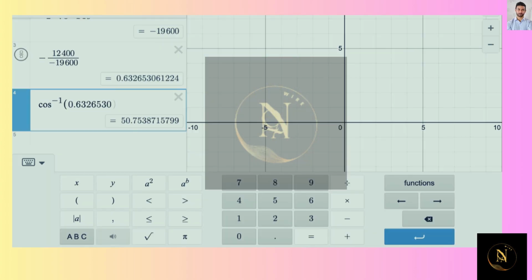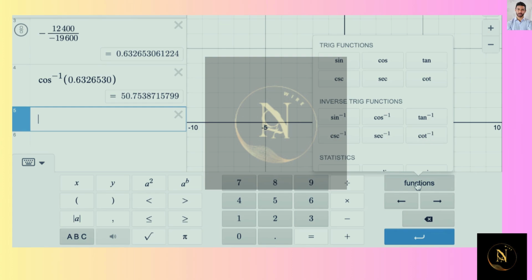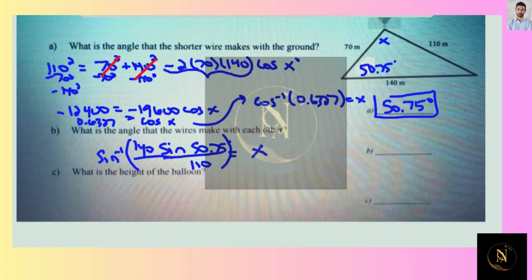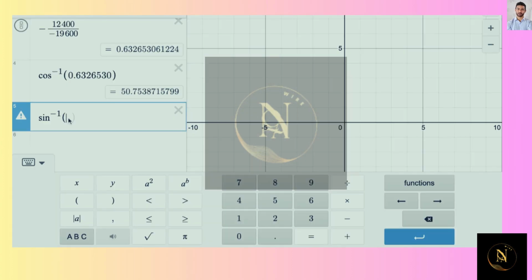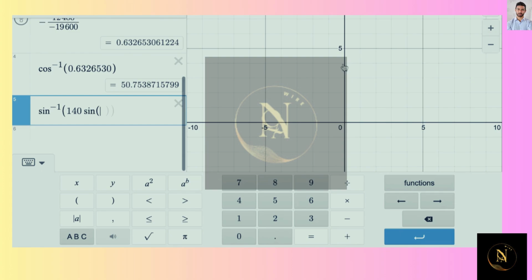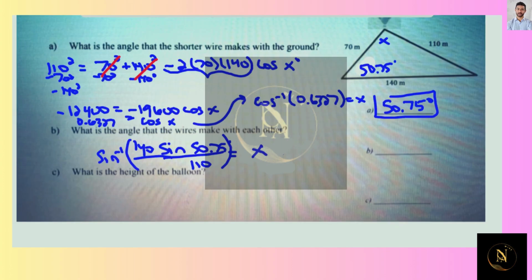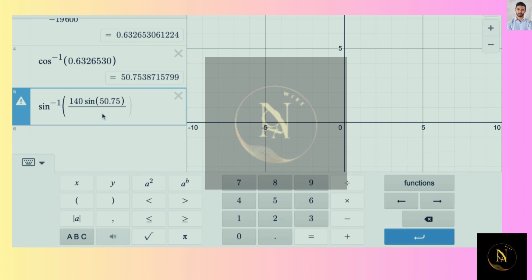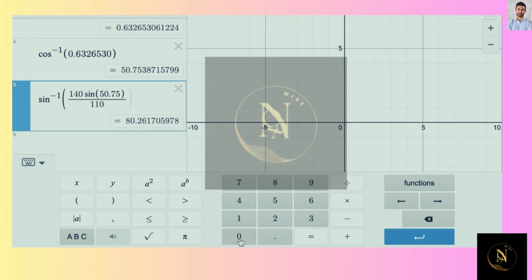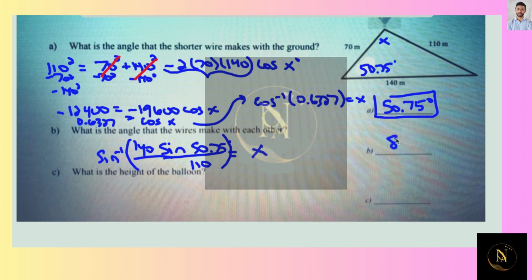Inverse sine of 140 sine 50.75 divided by 110 is 80.26 degrees for the angle between them.